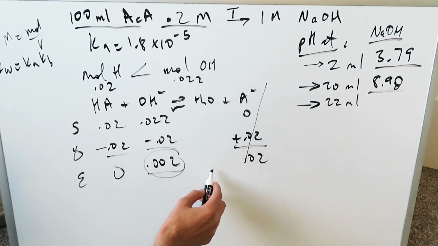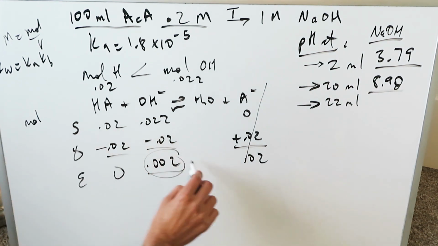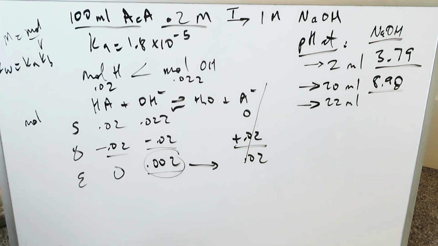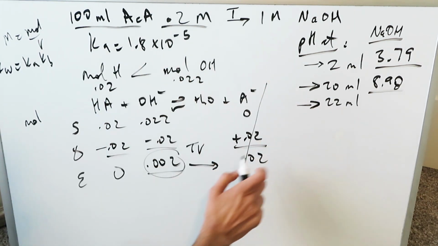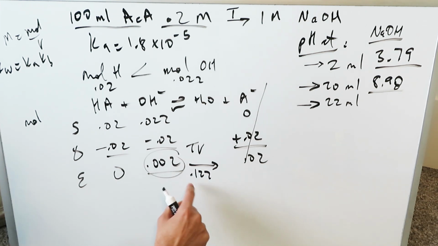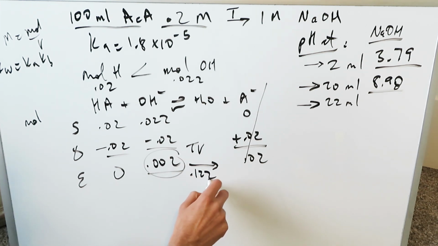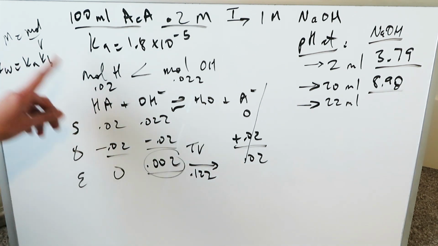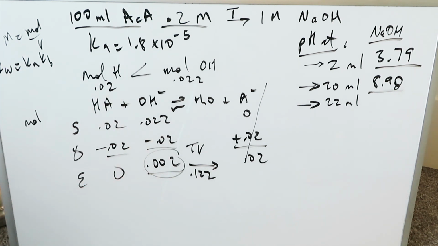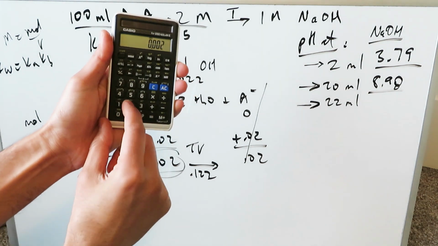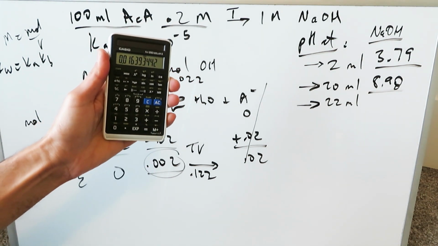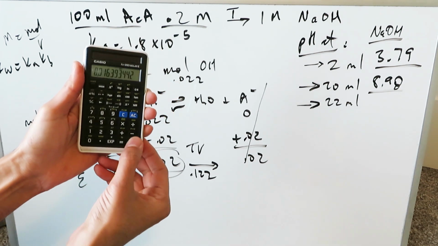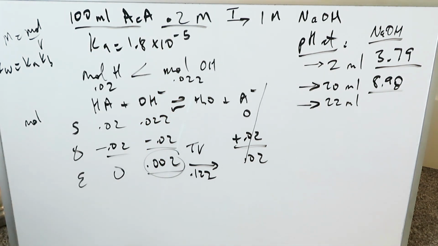This right here is in moles. Everything right here we're looking at in moles, converted into molarity by looking at the total volume. What's your total volume? 100 plus 22. So it's 122 milliliters, 0.122 liters. Molarity is equal to moles divided by volume. Divide these two items, you'll get your molarity. 0.002 divided by 0.122. This is what I have, 0.01639 molar. Molar of what? Hydroxide ion.